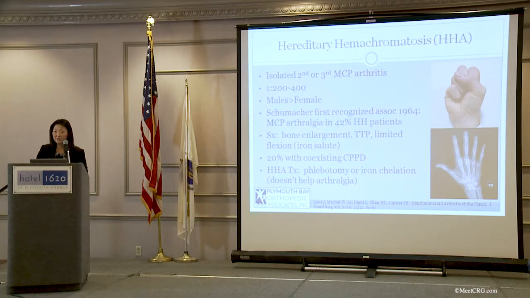Treatment for hemochromatosis includes bleeding patients out, or phlebotomy, as well as iron chelation. But even with these treatments, it doesn't really treat the arthritis problems. And the arthritis is treated with the usual things: anti-inflammatories, rest, ice, activity modification, and then surgery as needed.